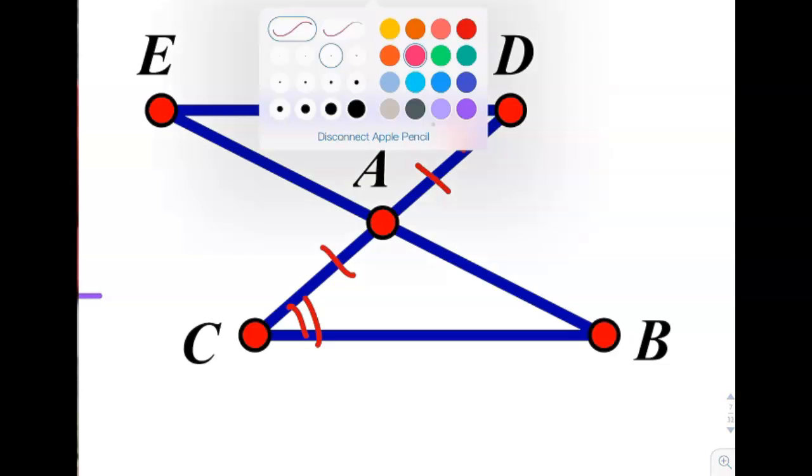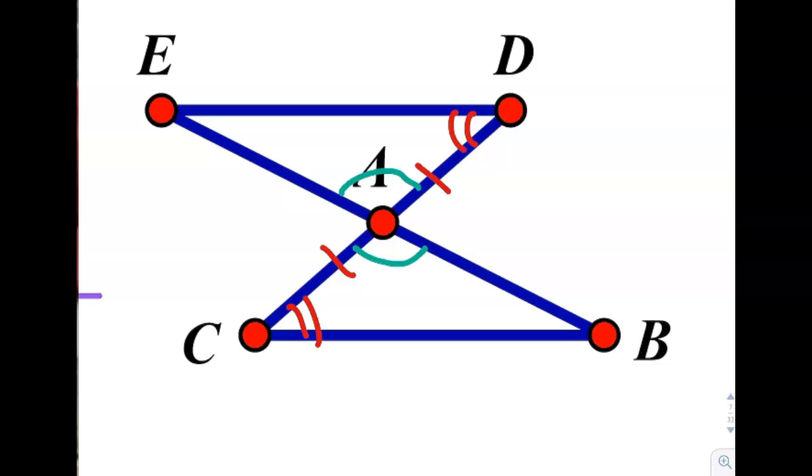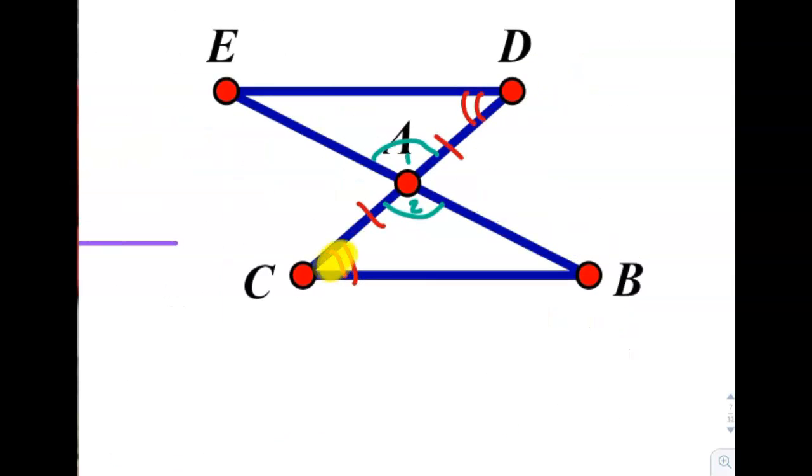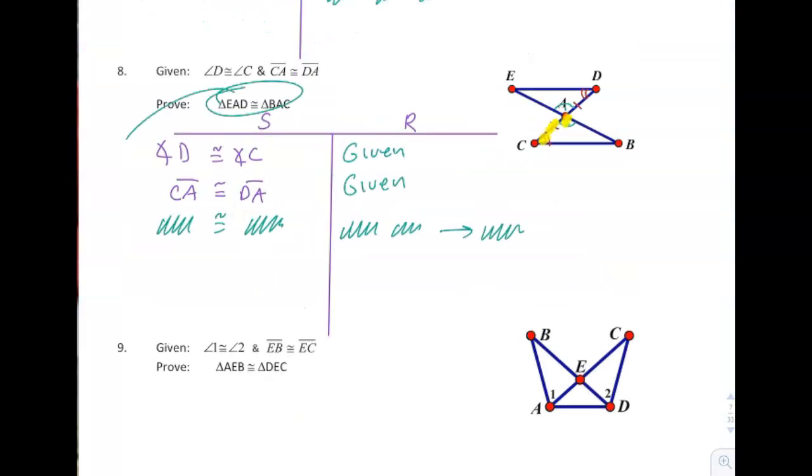you notice that we have vertical angles with the crisscross here in the middle. Angle 1 and angle 2. So I'm going to say angle 1 is congruent to angle 2. I forgot to write given up here. There we go. Angle 1 is congruent to angle 2 because vertical angles lead to congruence. And I have angle, side, angle. So I have triangle EAD is congruent to triangle BAC because of angle, side, angle.